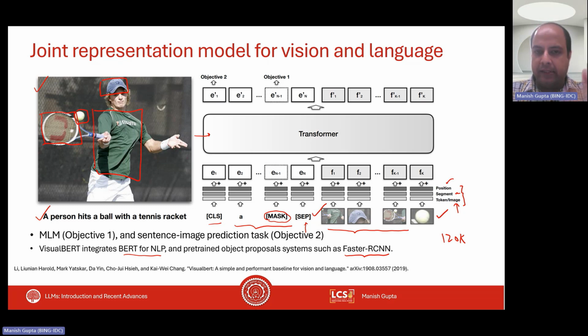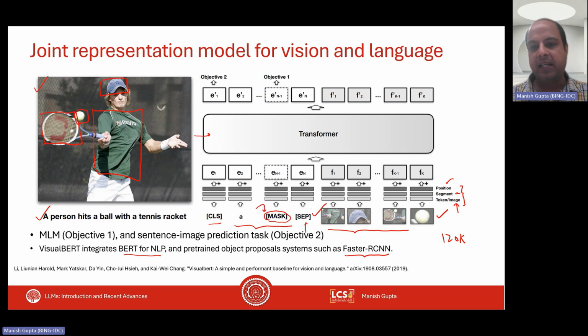Then you pre-train this transformer model using two different objective functions. We'll talk about these two objective functions next. The first one is very simple. It's just masked language modeling. So masked language modeling, remember, no masked image modeling. On the image side, you do not hide any of those images, but on the text side, you mask these text pieces.